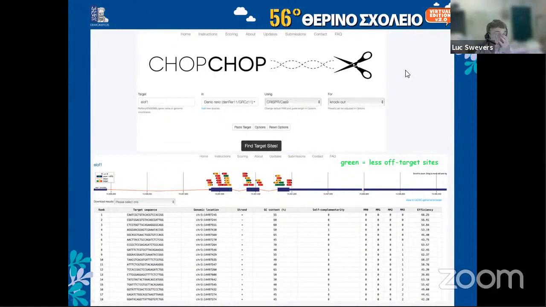One of these online tools is called ChopChop. You can type in the target gene that you want to edit. You can select the organism. In this case, it's Danio rerio, a zebrafish.